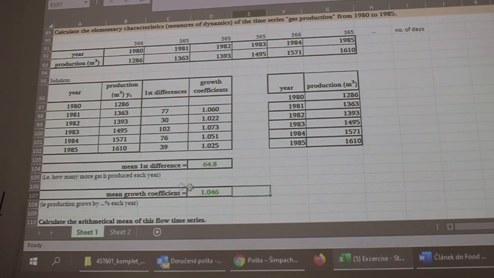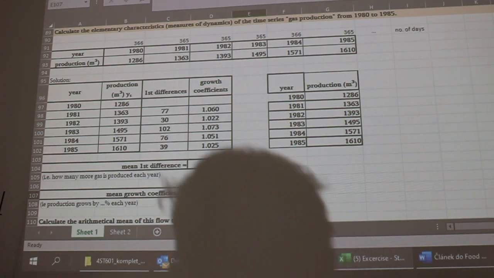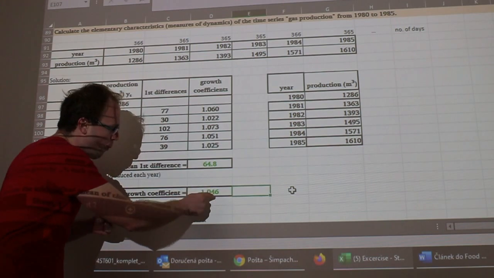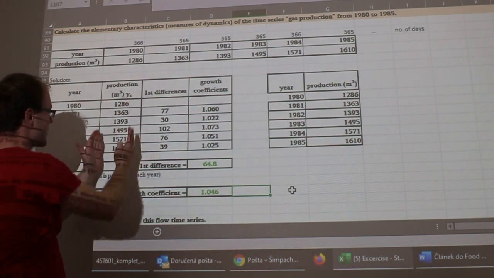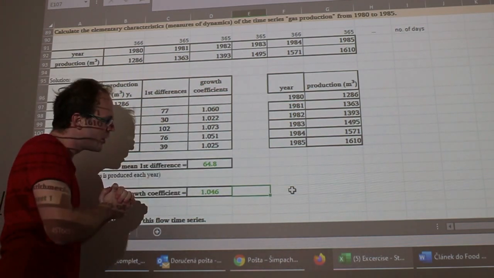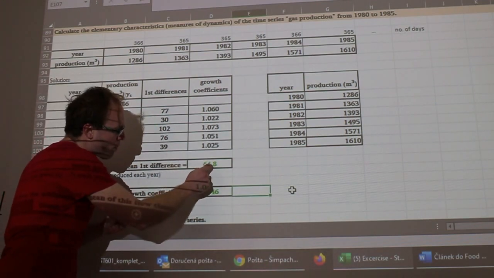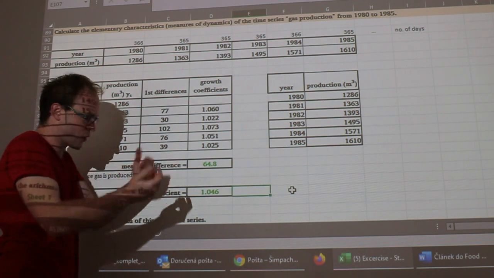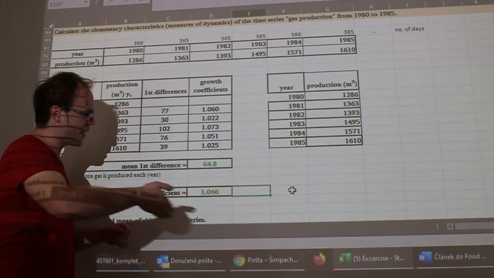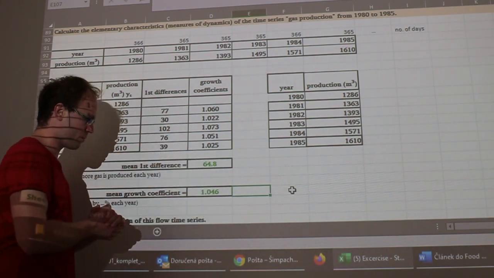1.046. It's above 1, yes? And what it means if this value is above 1? It's increasing, relative increasing. You produced more gas every year in average by 4.6%, yes? So this is increasing time series. Every year you produced more gas by 64.8 cubic meters, and in relative expression it's 4.6% increase. Every year average increase by 4.6%.